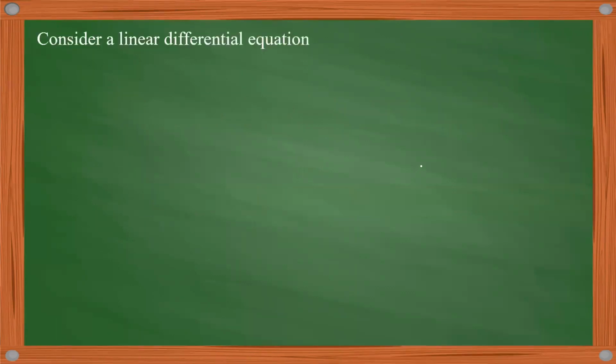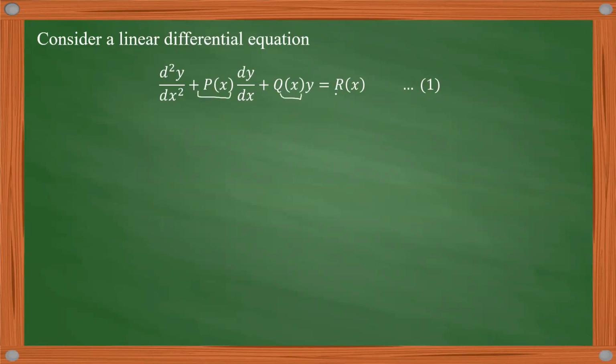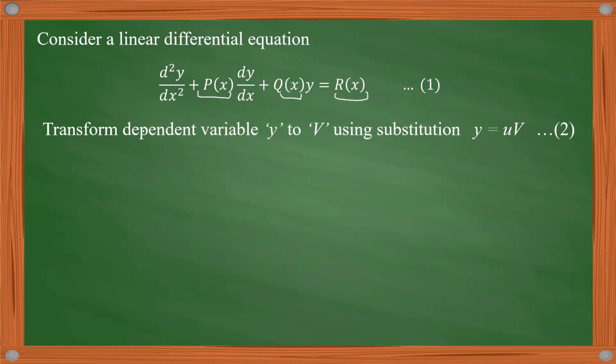So first, consider this linear differential equation of the form d2y/dx2 + P(x) dy/dx + Q(x) y = R(x), and these are all functions of x. It can be any function of x. Now, first we will replace this dependent variable y by v by making the substitution that y = u v.